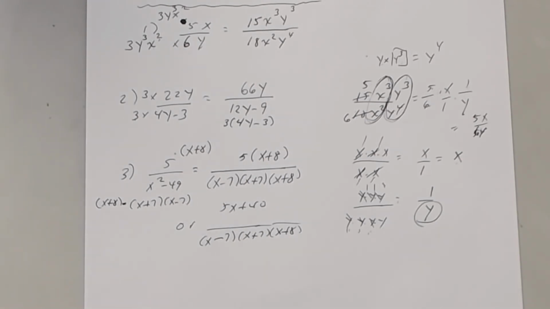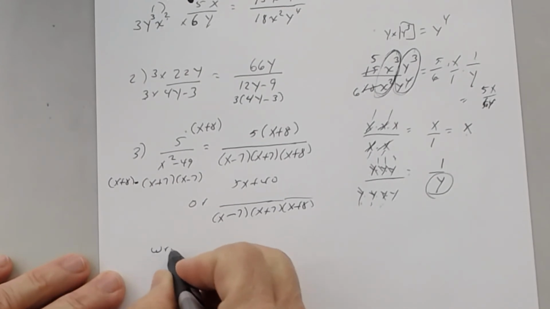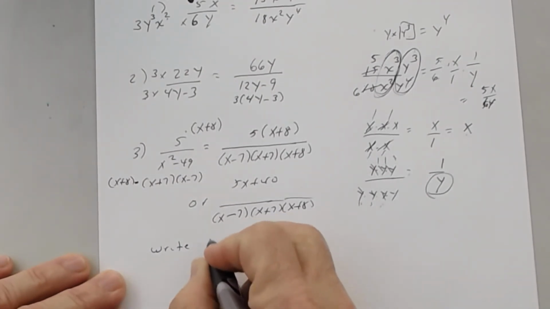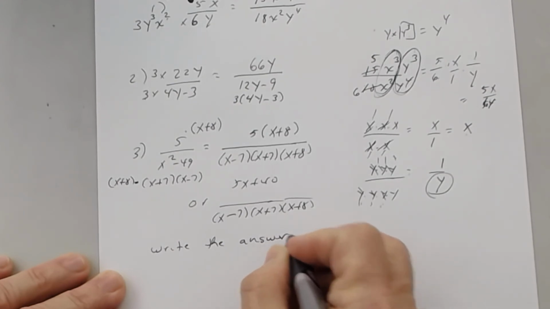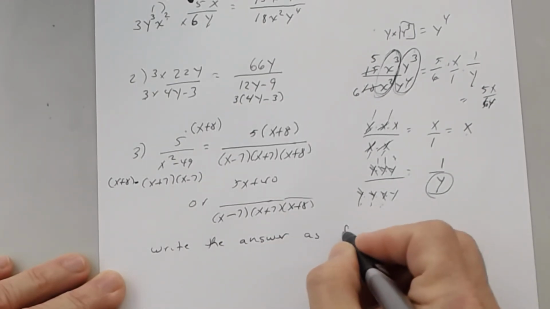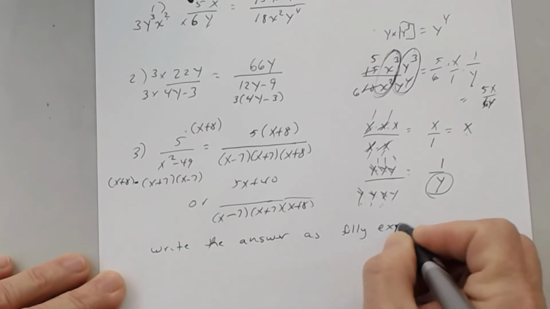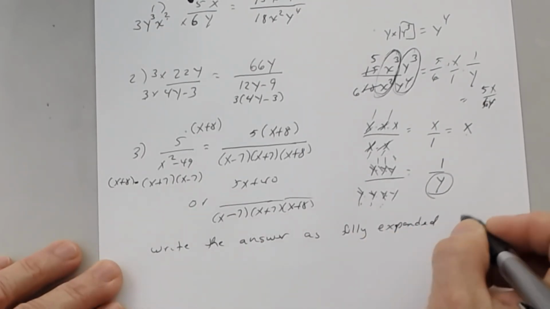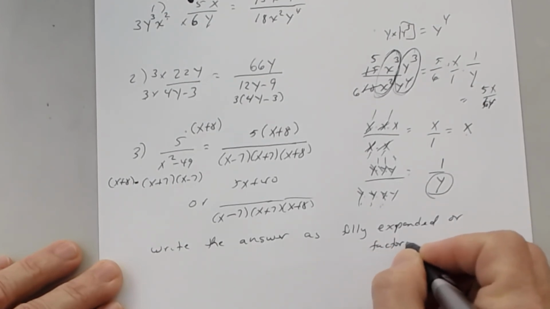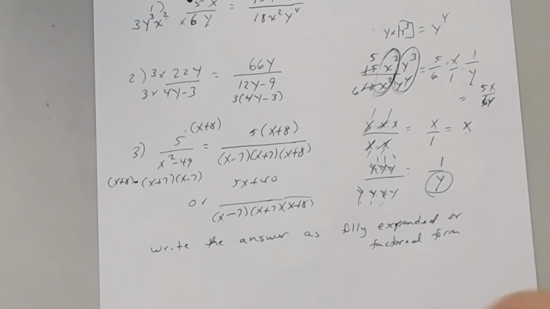Now in my math lab, it's going to say, write the answer as fully expanded or factored form. So you're going to see those instructions or directions in my math lab. Let me tell you what that means. When it says write the answer as fully expanded or factored, you can write it one of two different ways. So you can write the answer in factored form.